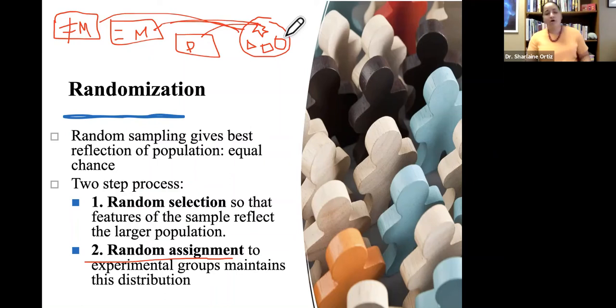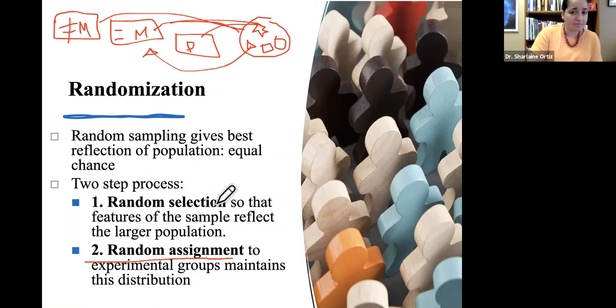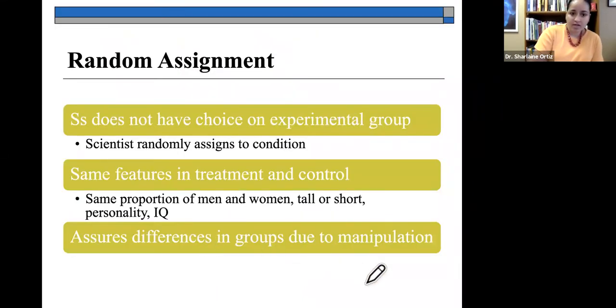I don't want to say, well, I only want the people who have less anxiety to be on my medication group. Why is that? Well, because it's going to look like the medication had a great effect, right? So I want to make sure that everybody had a random chance to be assigned to all the levels or all the groups of that independent variable. Interestingly, when we are talking about random assignment, we need to think about that subject does not have a choice on that experimental group. Which group are they going to be assigned to?